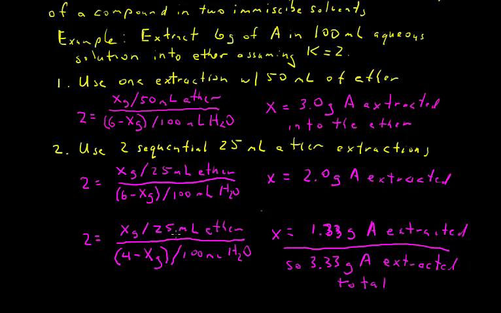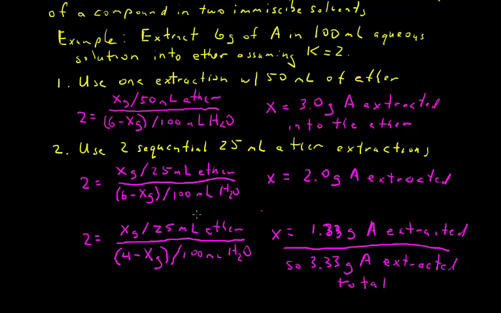Now we add another 25 milliliter portion of the ether to that 100 milliliters and extract again. Shake it really well, vent it. The whole drill that we talked about previously. This time there's less compound A in the aqueous solution, so we get less out, only 1.33 grams when we solve this equation.